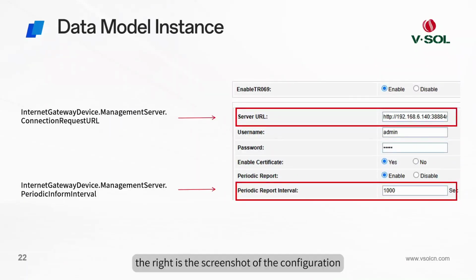For example, the right is the screenshot of the configuration page of the TR-069 on the network device. The attributes of the TR-069 inform packet sending interval, ACS server address can be represented by the pathname node on the left.